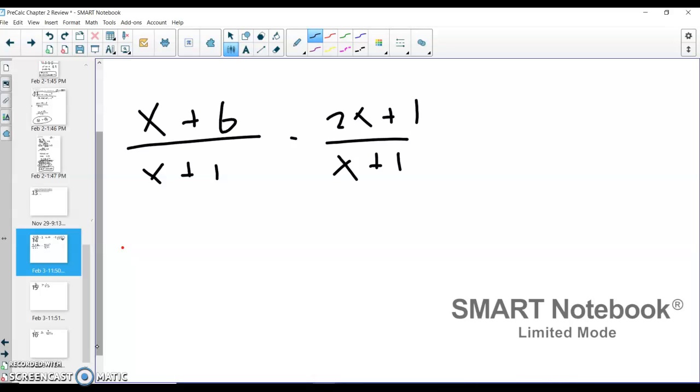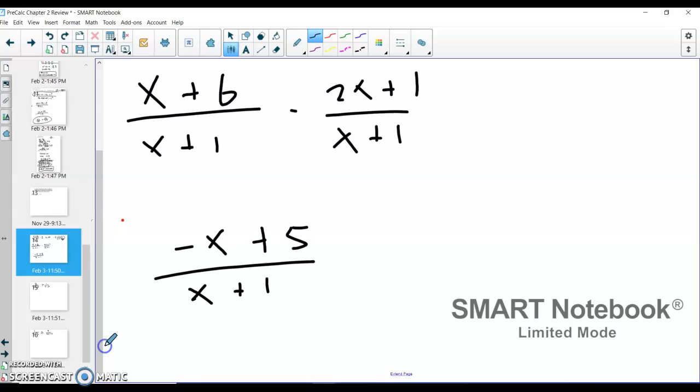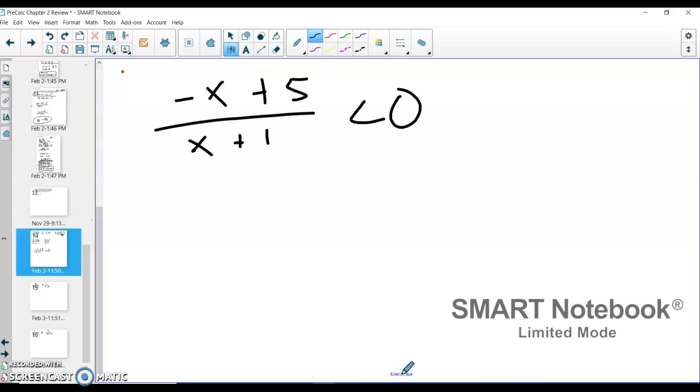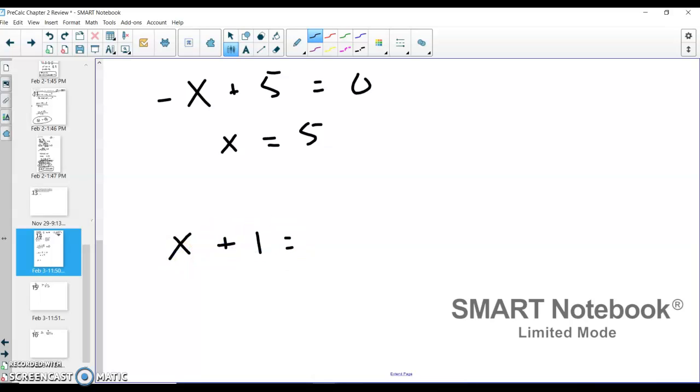So this is going to be negative x, because x minus 2x is negative x, and 6 minus 1 is a 5. So negative x plus 5 over x plus 1. And now this thing is the thing that is less than 0. Like I said, we need to set the numerator equal to 0 and the denominator equal to 0 to see where this function is going to have zeros or where it's going to be undefined. So I get negative x plus 5 equals 0, which gives me x equaling a positive 5. And the other one is x plus 1 equals 0, which gives me x equaling negative 1.